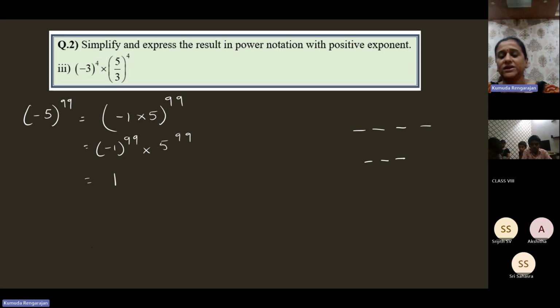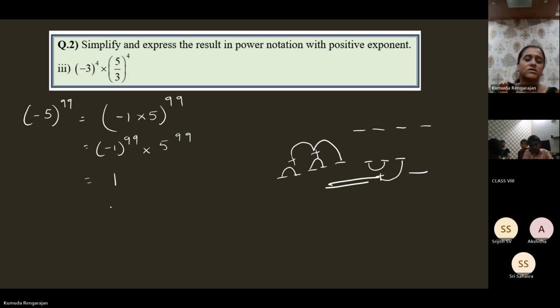See, if the minus sign comes 3 times, minus into minus is plus, and plus into minus is minus. If you have an odd number of minus signs, that minus sign will be there because 1, 2, 3, 4, 5, odd number, no? Minus into minus plus, minus into minus plus. Finally, plus into minus is minus. So this minus will remain. Minus 1 to the power 99 is minus 1 into 5 to the power 99.